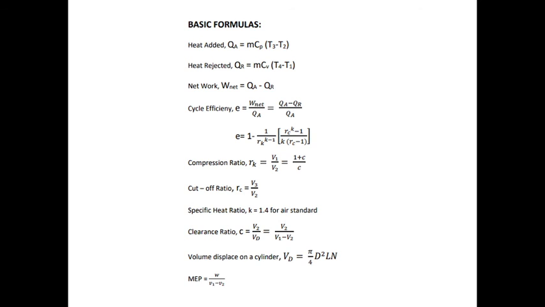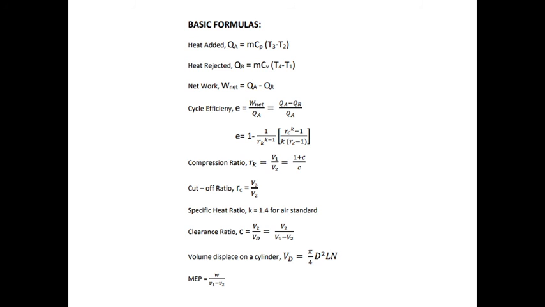So the total net work is, as usual, the heat added minus the heat rejected. And then the cycle efficiency is the total work divided by the heat added, or the heat added minus the heat rejected divided by the heat added. And as we have discussed earlier, the other formula for the efficiency is 1 minus 1 over RK raised to K minus 1 times the quantity, the cutoff ratio raised to K minus 1, divided by K times the cutoff ratio minus 1.